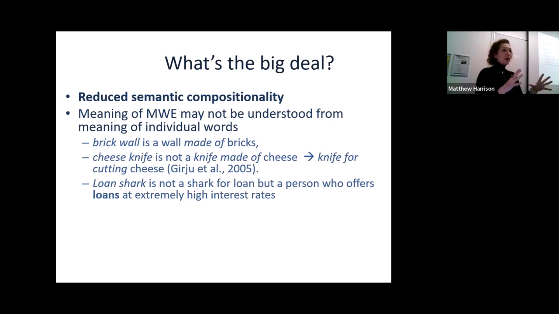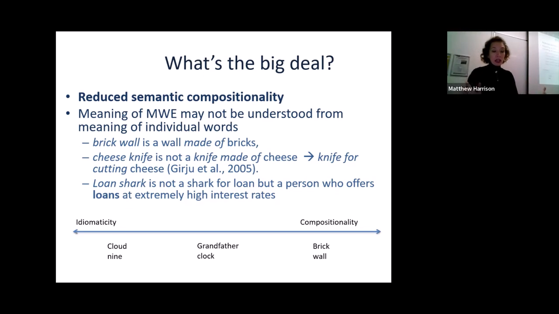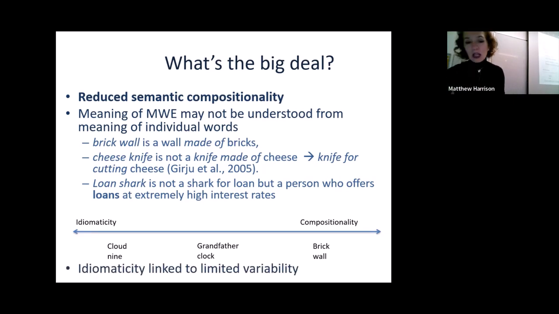So when you start thinking about all that is implicit in these multi-word expressions and these idiomatic expressions, it's a really rich and wide spectrum of compositionality. From fully compositional terms, where you can infer the meaning of the multi-word, like brick wall, to something like a grandfather clock, which is partially compositional because it's a type of clock, not only owned by grandfathers, but can be owned by anybody, to cloud nine, which is to be in a state of bliss or happiness, and where the words don't give you any clue about the meaning of the expression.